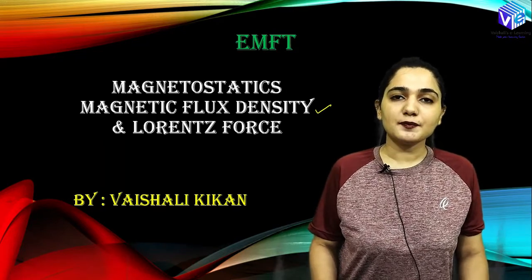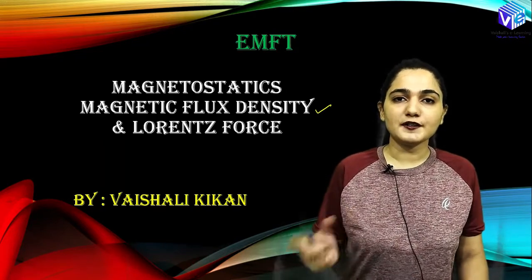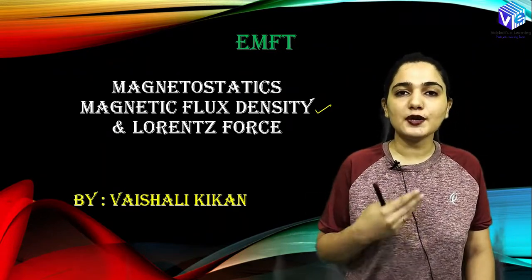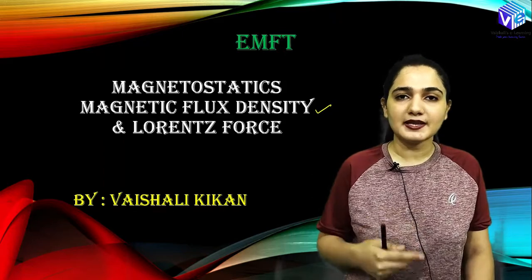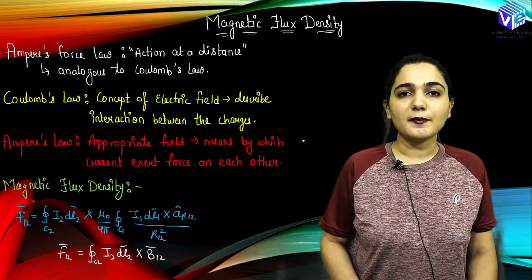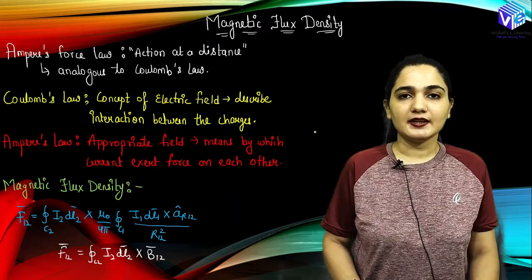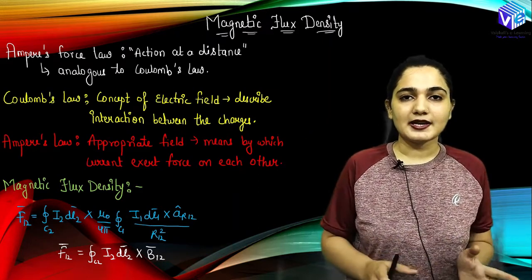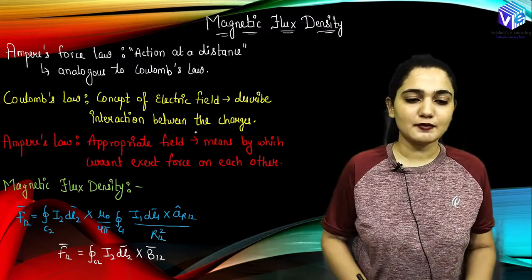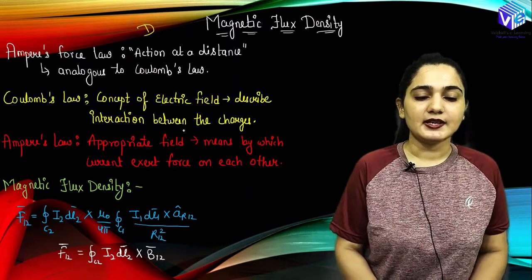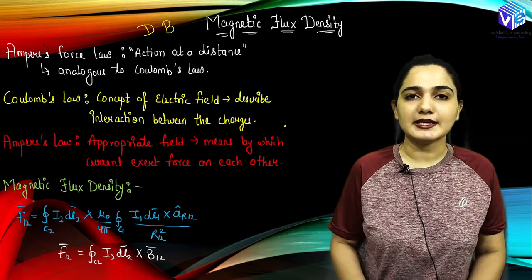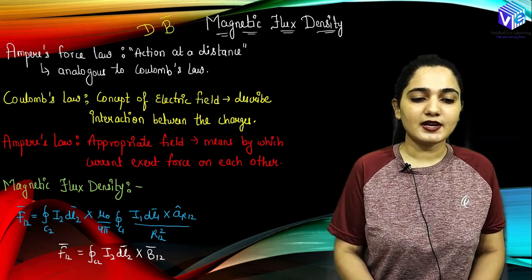So as I told you in the previous video, we are going to relate the concepts of electrostatics with magnetostatics, and this is how we are going to understand magnetostatics in a very simple manner, right? So first of all, we are going to talk about the magnetic flux density. In electrostatics, the analogous term was the electric flux density, which was represented by D. Here we have the magnetic flux density, which is represented as B.